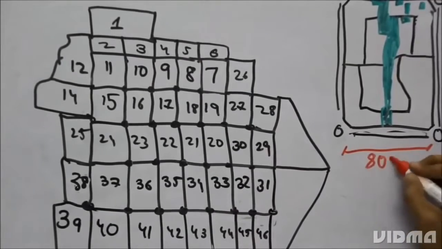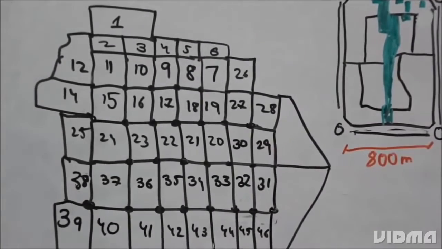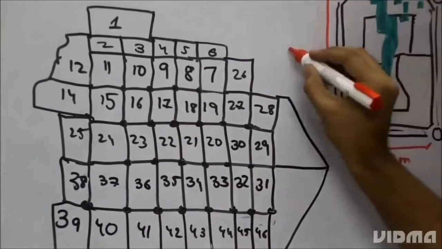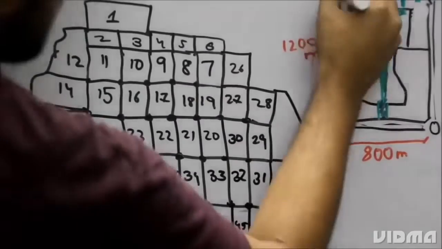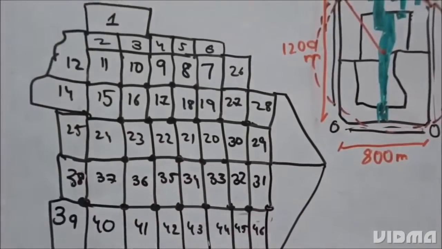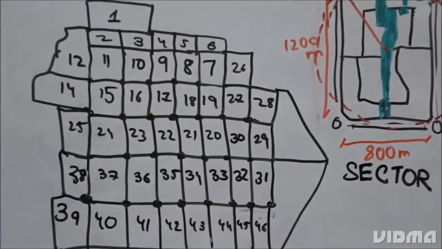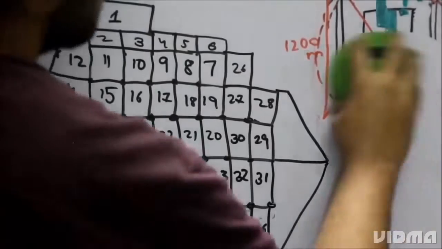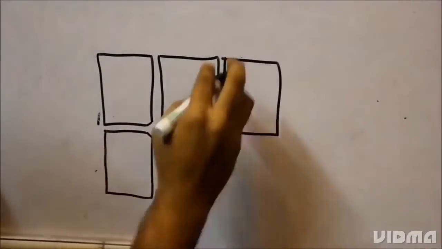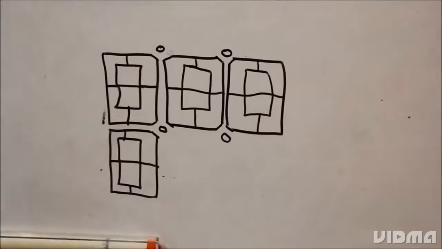One interesting fact about each sector is its standard size. Each sector is 800 meters by 1200 meters. This was calculated such that any person could comfortably walk from one end of the sector to its center. Using his sector as a module, he then placed several of these modules to create the grid pattern.